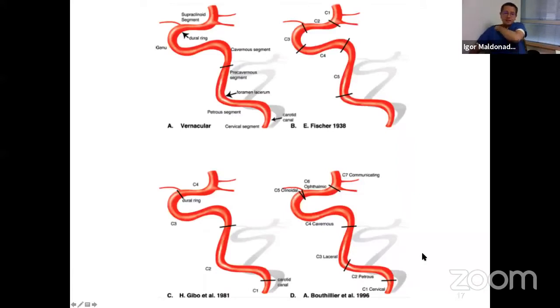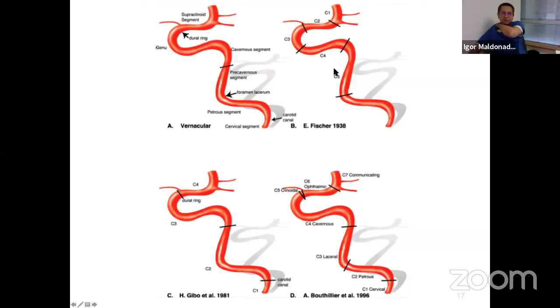As the ICA penetrates the skull, it presents several segments that must be recognized. There are different ways to classify them. Different classifications were proposed. I'm not going to show all of them in this lecture. It is a knowledge that is still evolving. These are the classifications that are accepted in most centers, but it's quite variable from one place to the other.